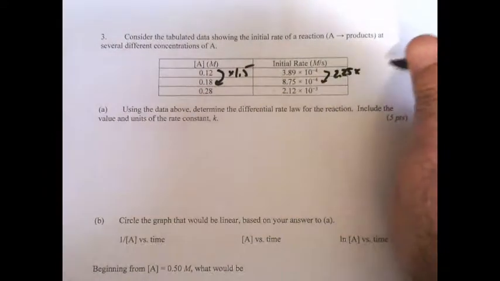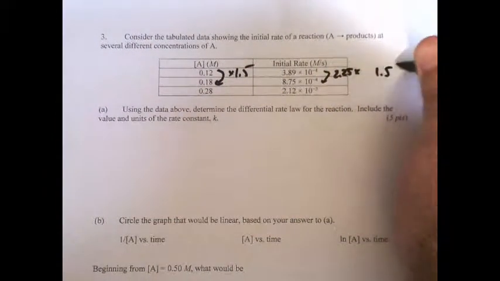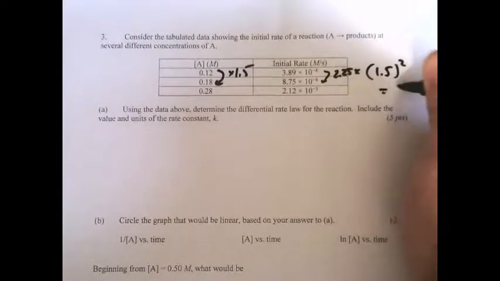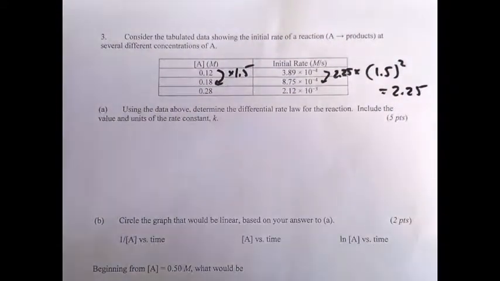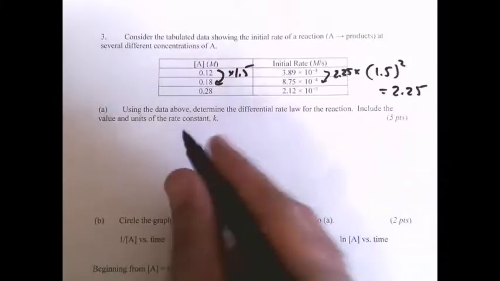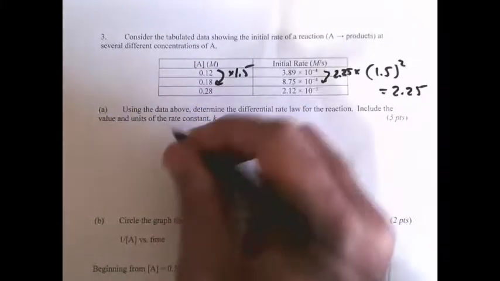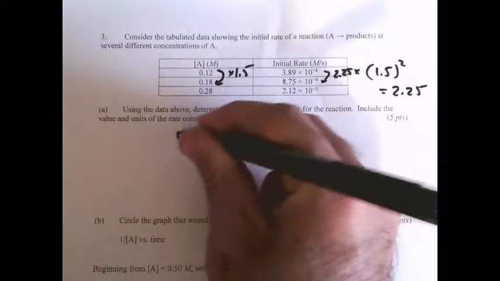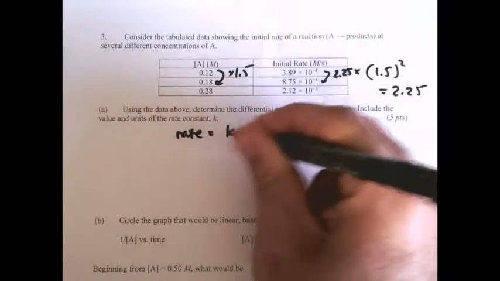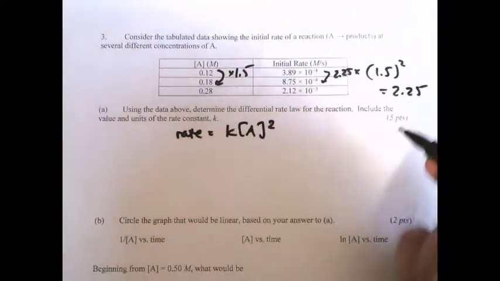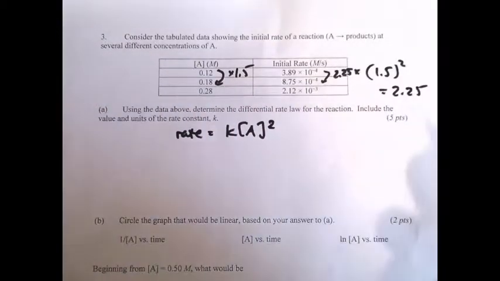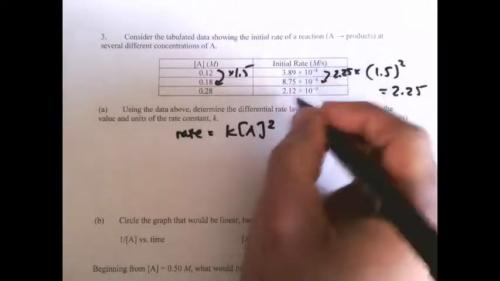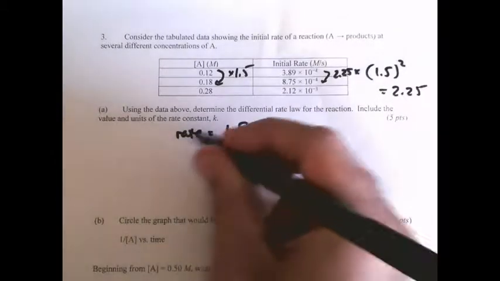But if we really want to prove it to ourselves, just go ahead and take 1.5 and square it. Put that into a calculator. You will see that it comes out to 2.25. And so from there, you might remember that to get k, we actually need to write the differential rate law, which is going to be rate equals k times A squared. And so now if I take any one of these, and it shouldn't matter which if I have the right rate law, if I plug in the rate and the A concentration, I should be able to get it.